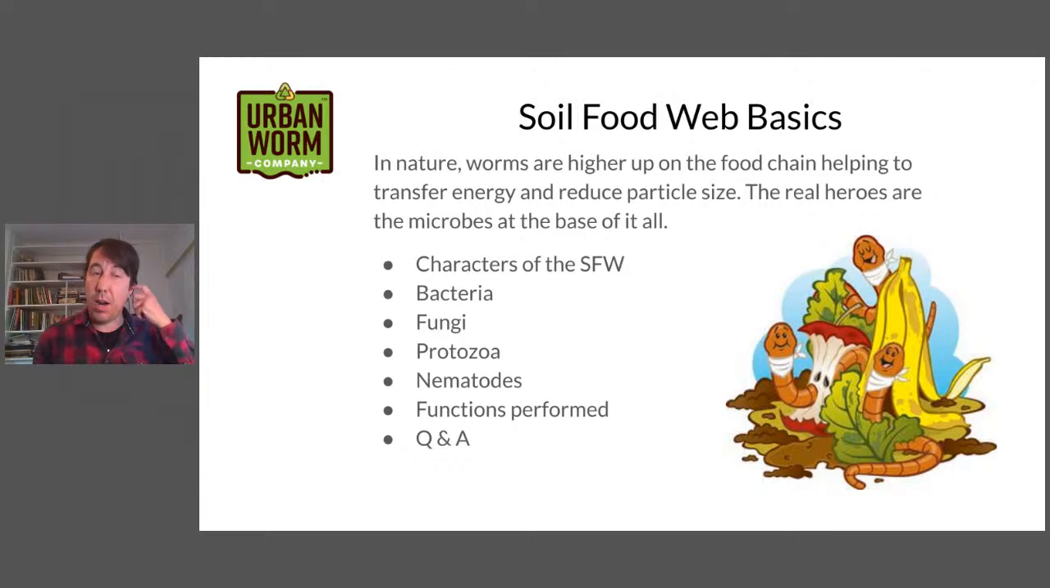Worms are chewing through material, decreasing particle size, increasing surface area so that bacteria and fungi can move in and decompose it. Microorganisms are at the base of it all. We're going to be talking about what the characters of the soil food web are, so what those little microorganisms are and what they do.